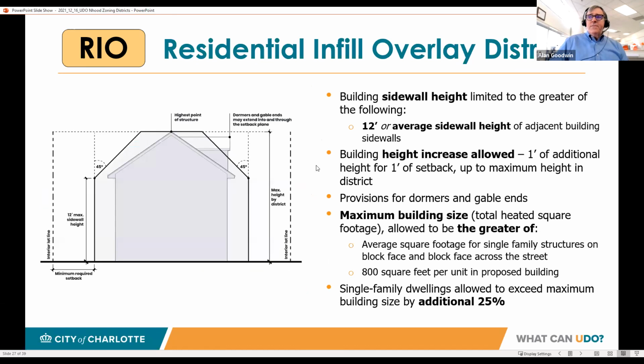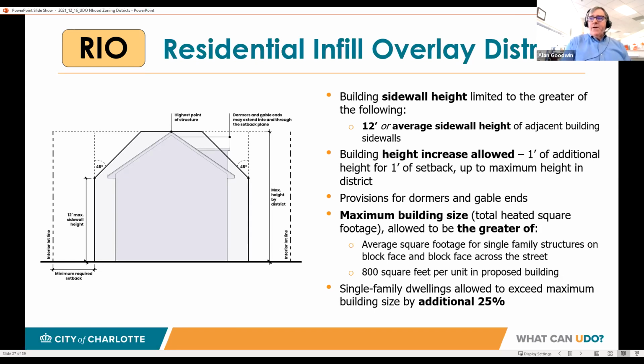And this diagram will look familiar to you because it's the same diagram that we are using for our duplex and triplex maximum sidewall height. So in a residential infill overlay district, again, new residential buildings would be limited to these sidewall requirements. So either 12 feet maximum or the average of the buildings on either side of you. And what this is intended to do, again, is to prevent taller infill buildings being built in a neighborhood of, say, one-story single-family homes.